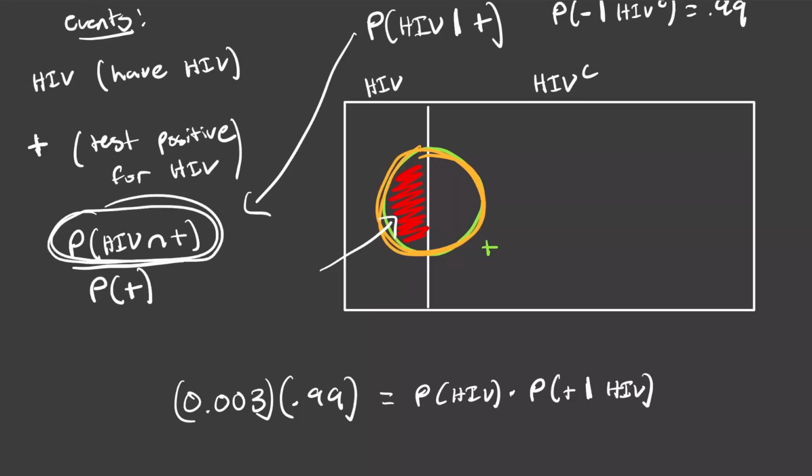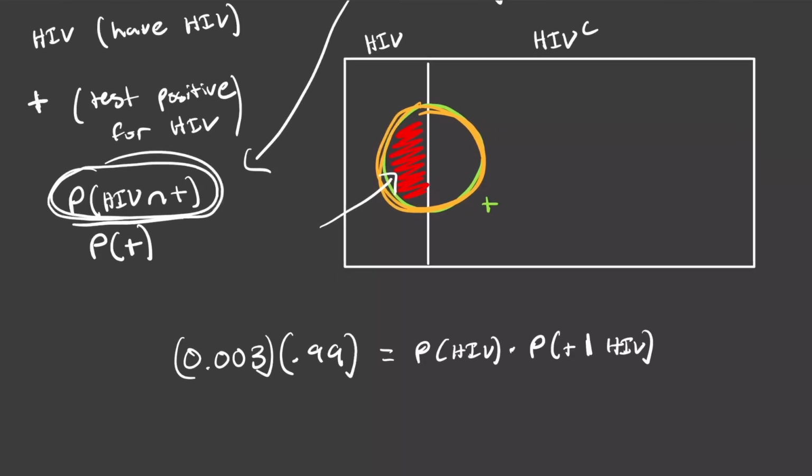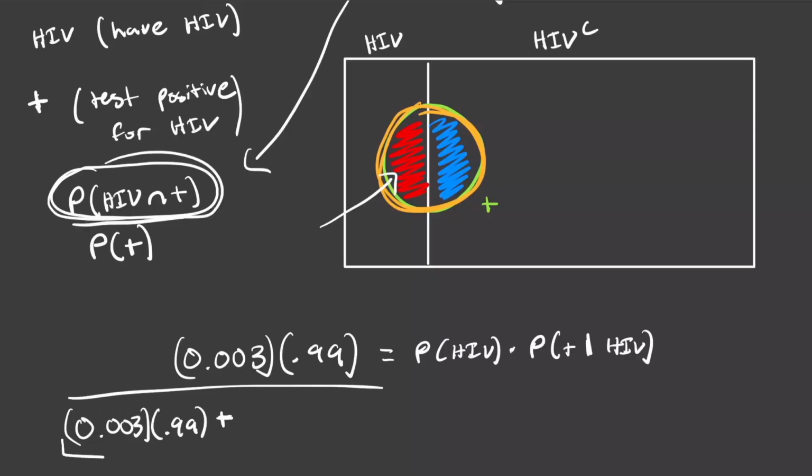So that's the red portion, but what's the entirety of the orange portion? Well, that's just going to be this red portion here plus this other side, the blue portion here. So this right here is the red portion. Now we need to add on the magnitude of the blue portion, and that's just going to be the intersection of the positive with the HIV complement event.